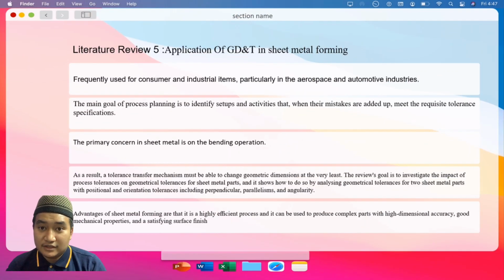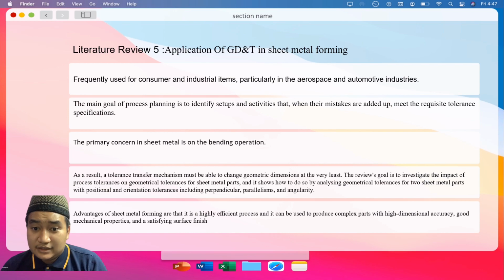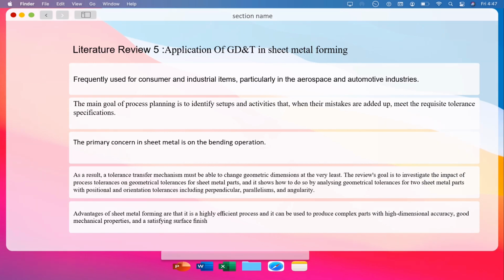As we all know, GD&T is widely used in sheet metal operations. The main thing we need to apply GD&T is to balance error by allowing proper tolerance. The most vital part in sheet metal is the bending operation. The tolerance transfer mechanism must be able to change geometric tolerance at the very least, to study the impact of the process and how to analyze for two geometrical tolerances. The advantage of using sheet metal is that it is highly efficient and it can produce complex parts.